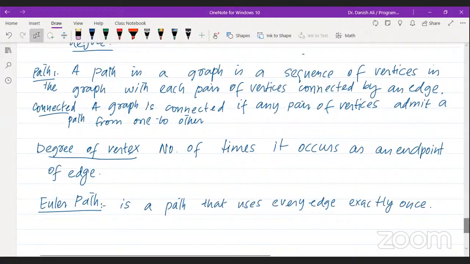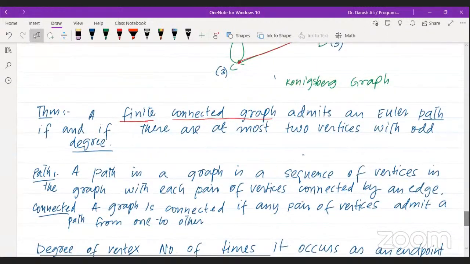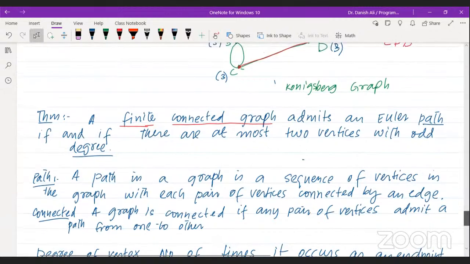One thing, if you notice the theorem again, now maybe you understand that a finite connected graph admits an Euler path if and only if there are at most two vertices with odd degree. That is, we have at most two vertices whose degree is odd.